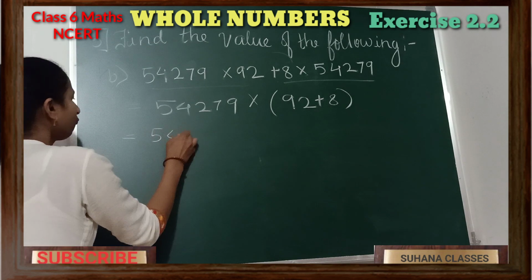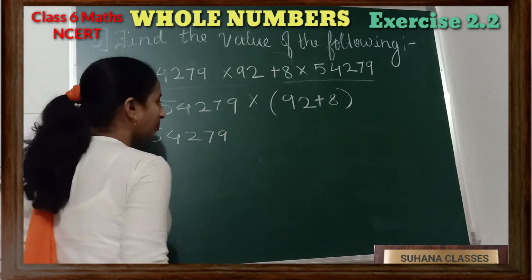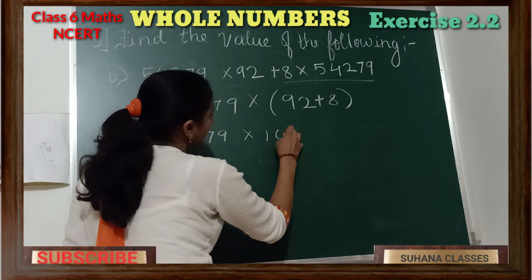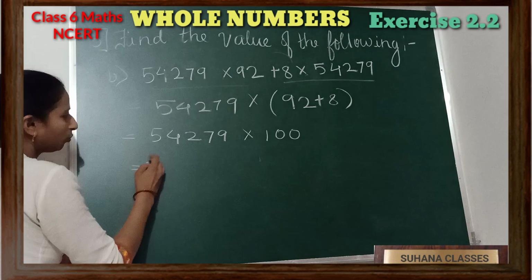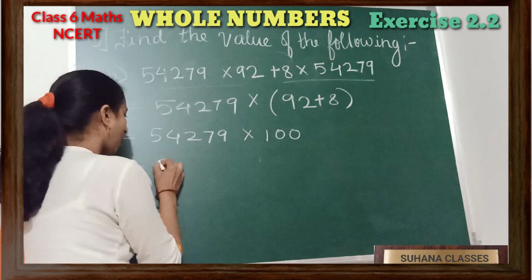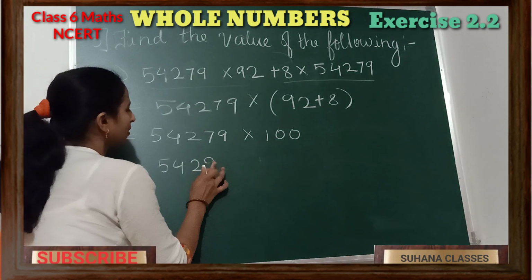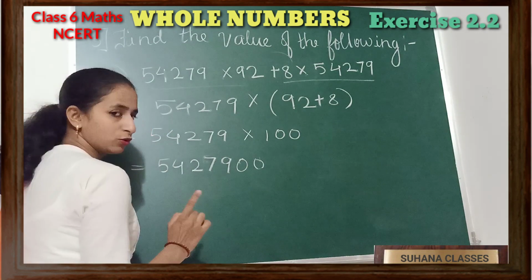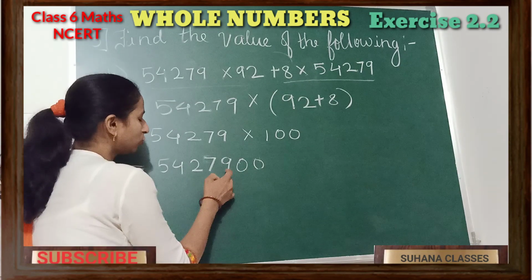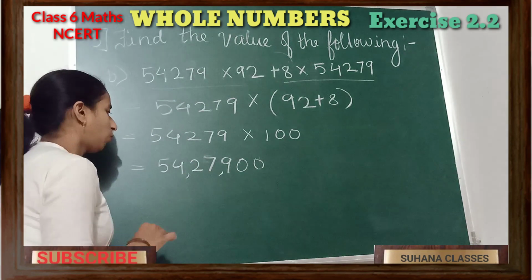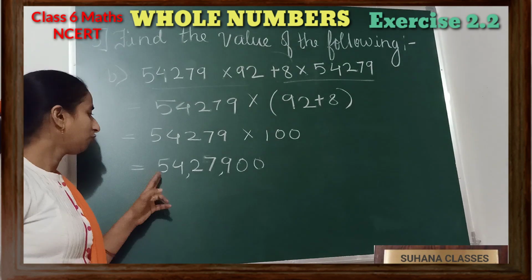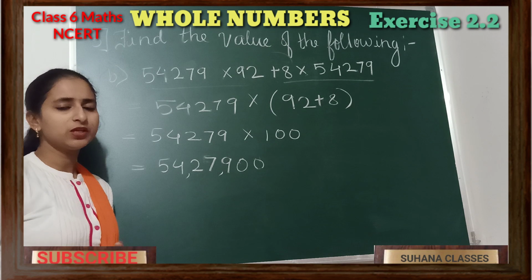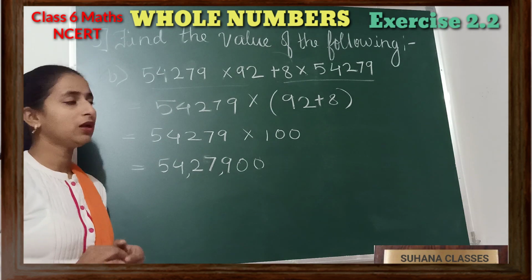So 54279 I will keep as it is, into (92 plus 8), which is 100, and then I can do my multiplication very easily. My answer is 54279 with double zeros added. So how can I place the commas? 1, 2, 3, 1, 2, and here. What is our answer? My answer is 54,27,900. Is it clear, students? Now let's move on to the next question, that is C.